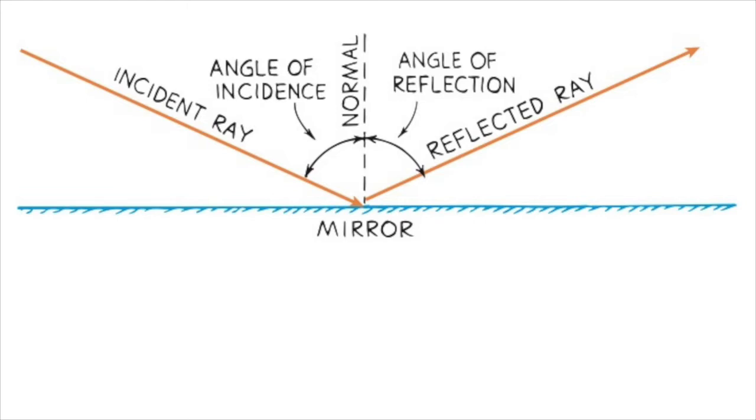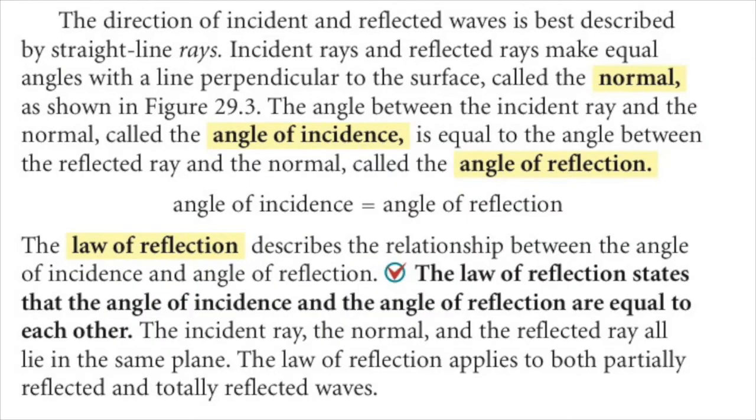The law of reflection describes the relationship between the angle of incidence and the angle of reflection. The law of reflection states that the angle of incidence and the angle of reflection are equal to each other. The incident ray, the normal, and the reflected ray all lie in the same plane. The law of reflection applies to both partially reflected and totally reflected waves.